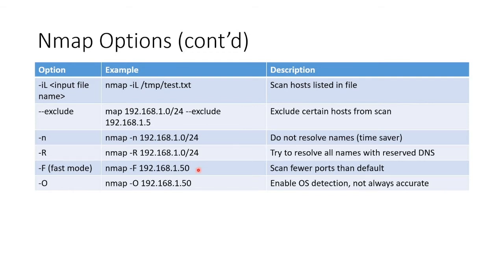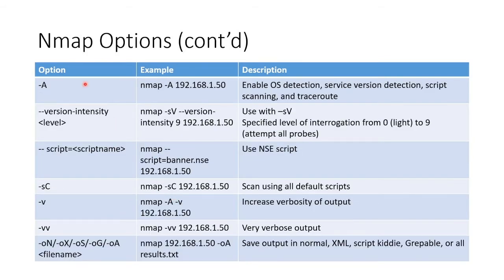-O, capital O, means try to enable operating system detection. It's not always accurate, but it's pretty good. -A, capital A, means enable OS detection, do service version detection, do script scanning, and do a traceroute. Remember how we said -sV? And that is to interrogate services for their version.